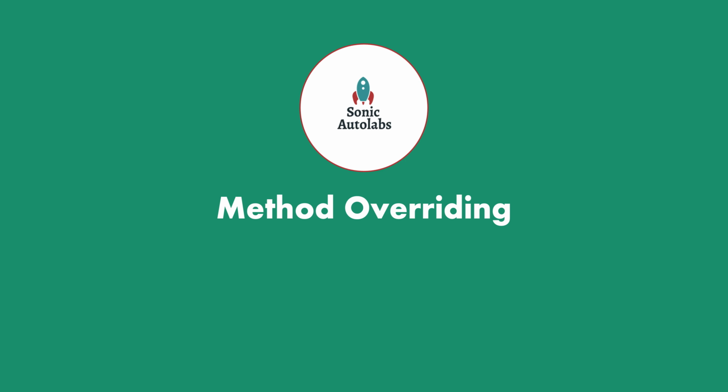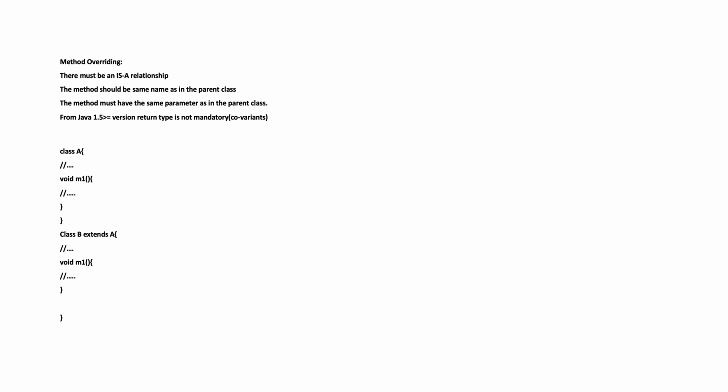Hi everyone. In this video we are going to learn about method overriding. So, what's method overriding? Method overriding is a dynamic polymorphism. That means the decision of calling a method will be made at runtime.